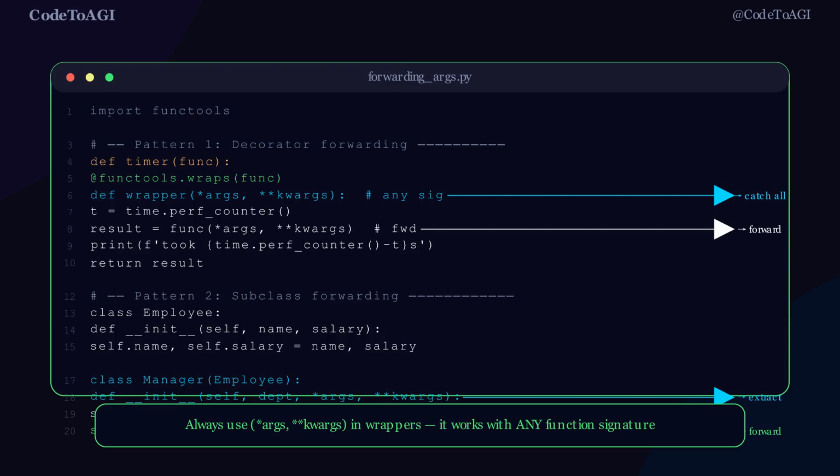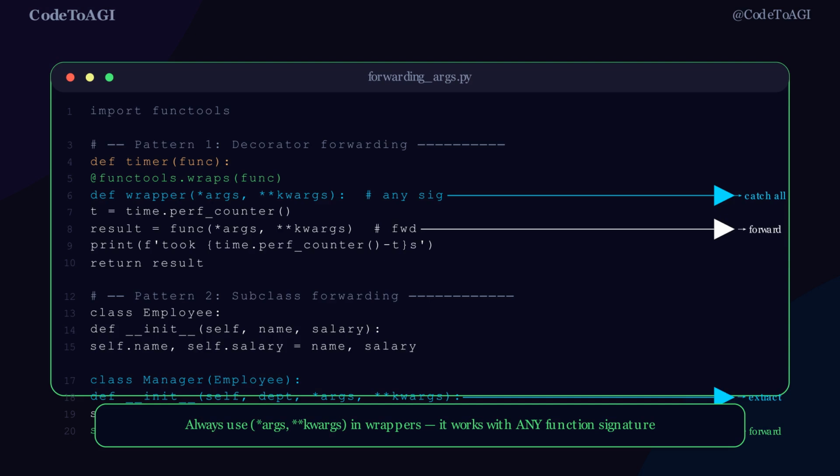Without *args and **kwargs, the wrapper only worked for functions with exactly matching signatures. With them, the wrapper works for any function. No arguments, 1 argument, 10 arguments, a mix of positional and keyword.